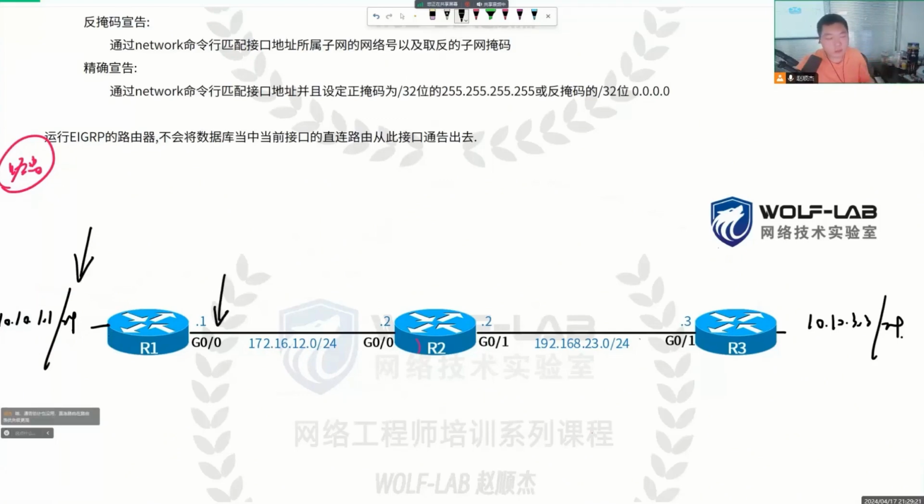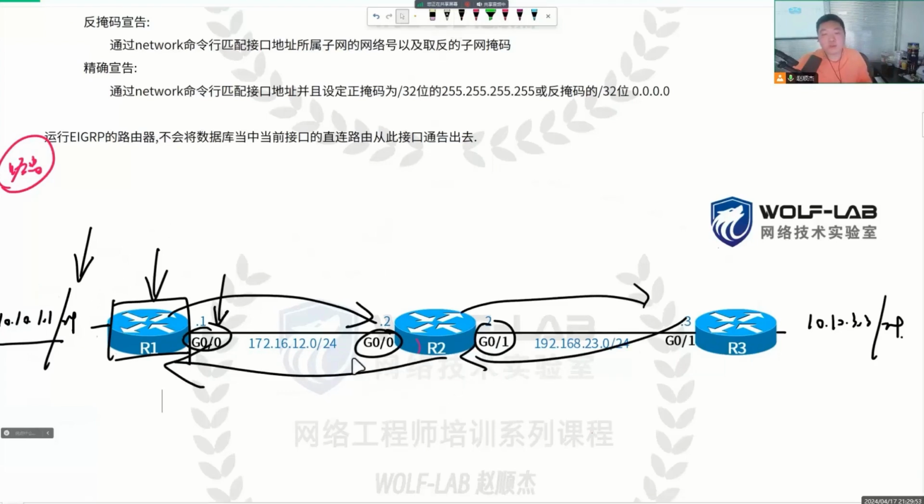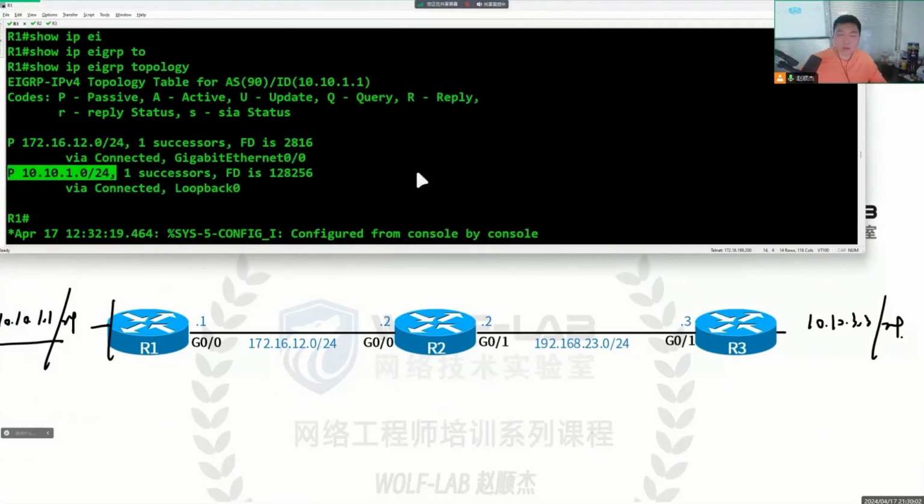172.16.12.0 and 10.10.1.0 will be told to R3. R3 knows the 172.16.12.0 network segment, R2 told me. R2 says he is connected to the 12.0 network segment. Then who should R3 find when I want to access it? Just find R2, because R2 told me he has it. Then I can access 172.16.12.2 and 172.16.12.1, because R2 told me he is connected to this network segment, and 10.10.1.0.